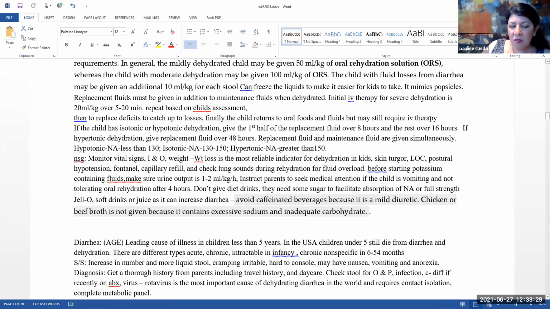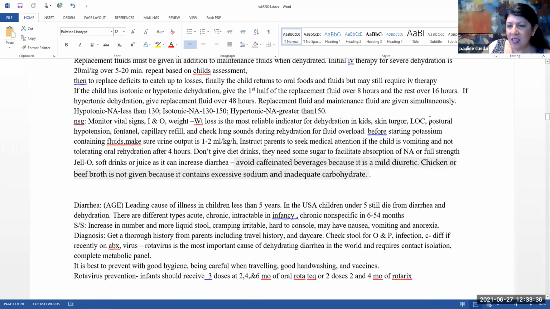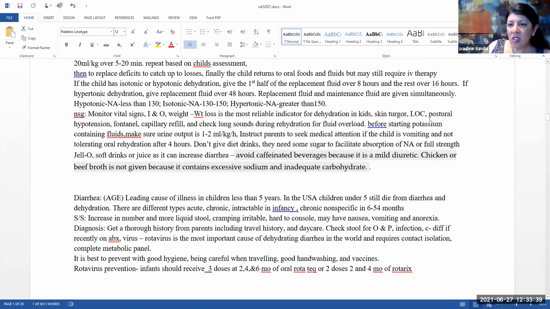As a nurse, we need to monitor vital signs, I&O, weight. And as I mentioned earlier, weight loss is the most reliable indicator for dehydration in kids. We want to look at skin turgor, level of consciousness, postural hypotension, fontanelles, capillary refill, monitor the lung sounds during rehydration so we can pay attention if the child is developing fluid overload. And please remember, before starting potassium-containing fluids, make sure that the patient has adequate urine output, approximately 1 to 2 milliliters per kilogram an hour.